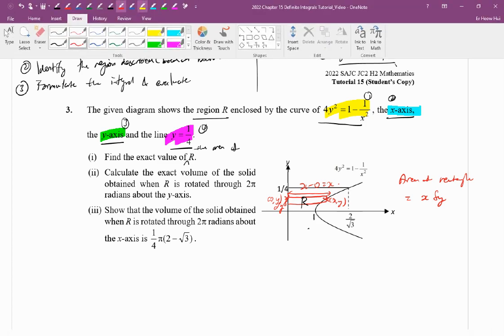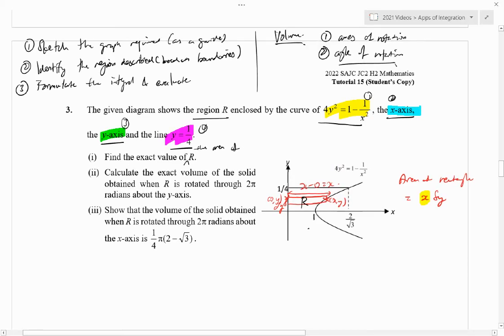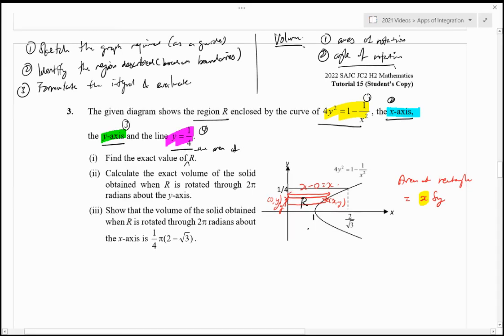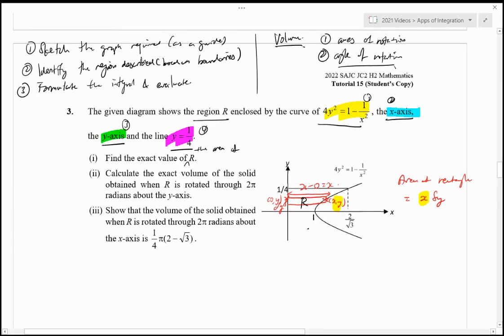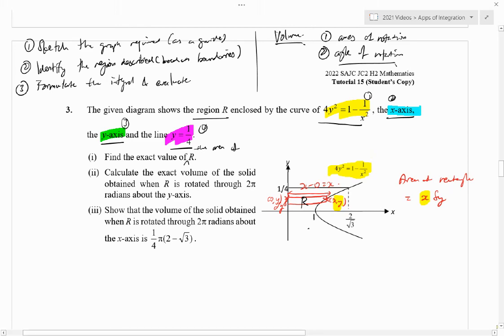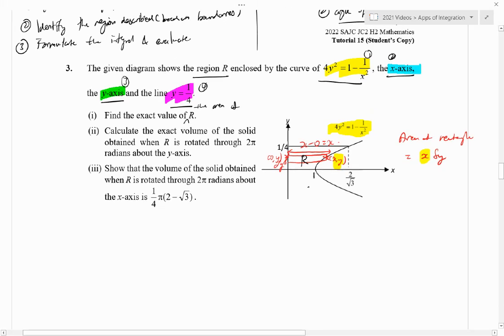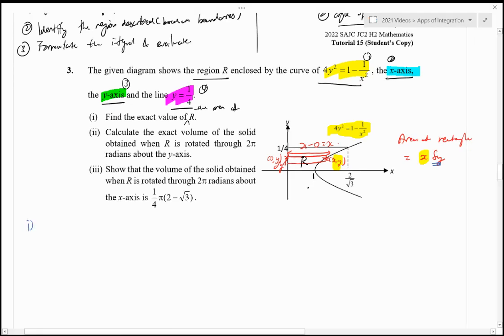Okay, so what is this x that you see here? It is actually the relationship of x and y that is governed by the equation of the curve. Okay, so that tells you that we need to find what x is in terms of y, because later on we are actually going to integrate with respect to y. All right, without further ado, let's begin this part.